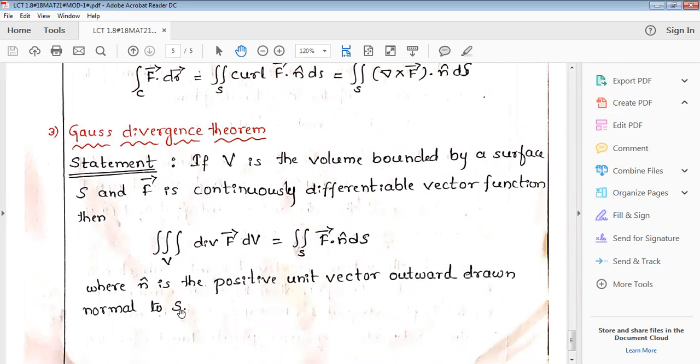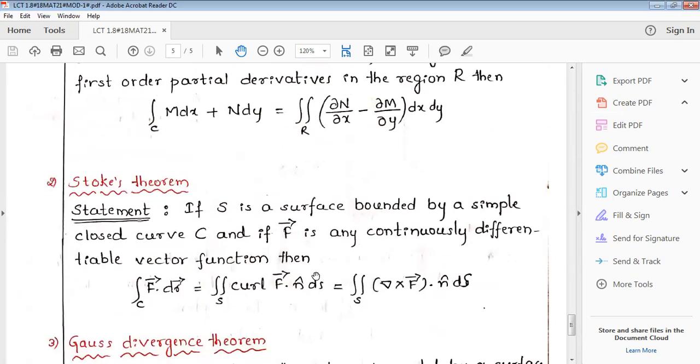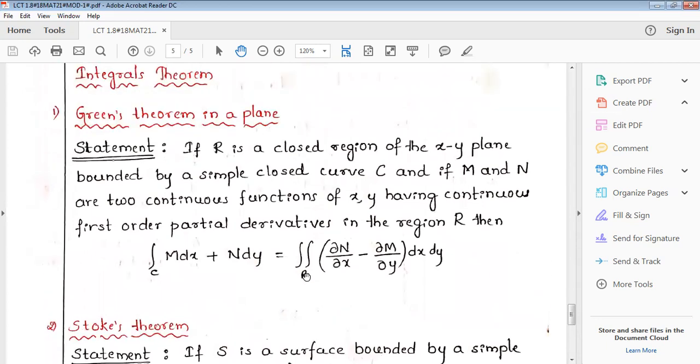So the Gauss divergence theorem is based on the volume bounded by the surface, and F must be a continuously differentiable vector function. In such case, the triple integration over V of divergence of vector F dV is always equal to the double integration over surface S of the dot product of vector F and the positive unit vector, the outward drawn normal to S. So these are the main three theorems that we discuss in this module.